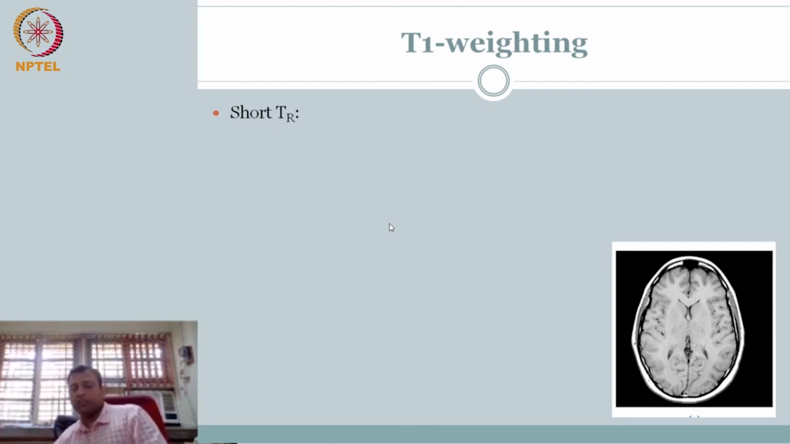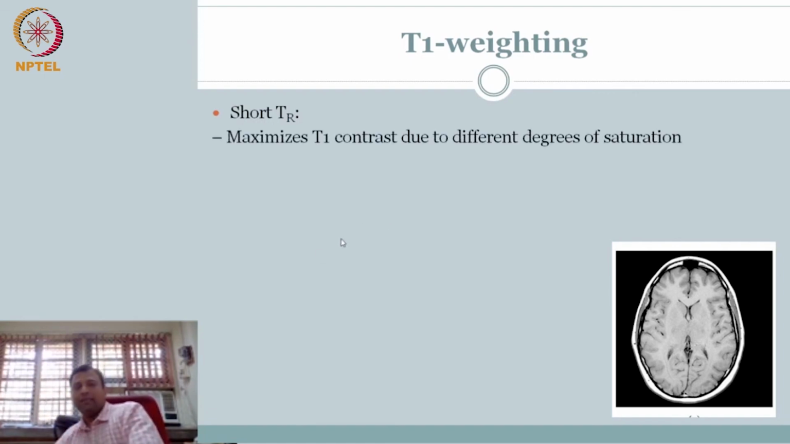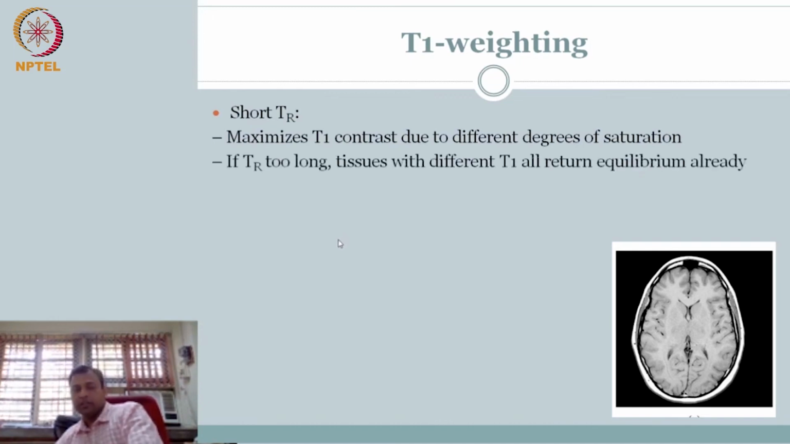The previous two sequences we had long TR. Now we have to do short TR because I want to exploit the difference in T1. So this maximizes T1 contrast due to different degrees of saturation. If TR is too long, everything will come to equilibrium, so you won't be able to differentiate one location from another location.